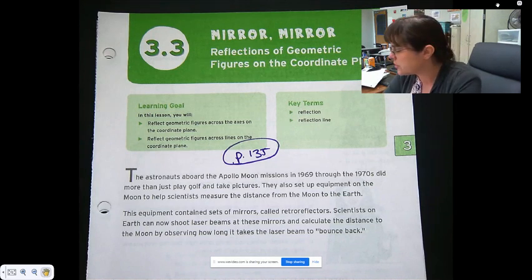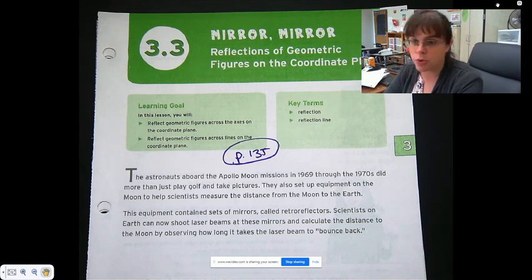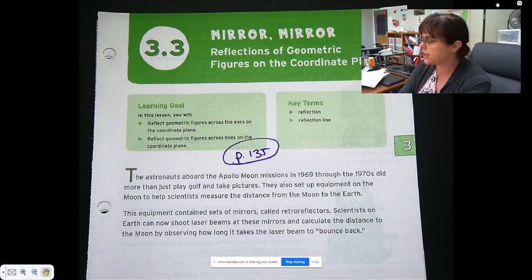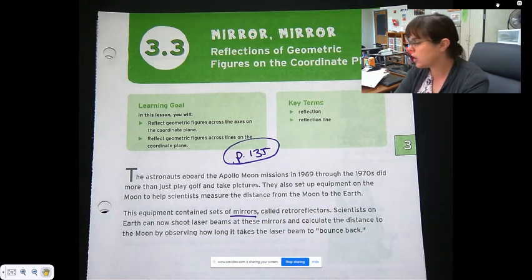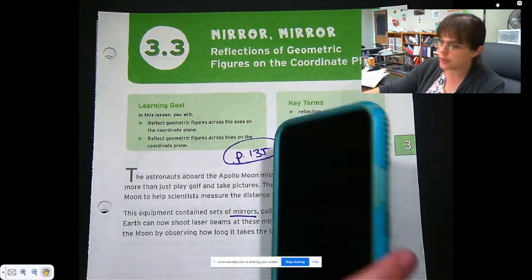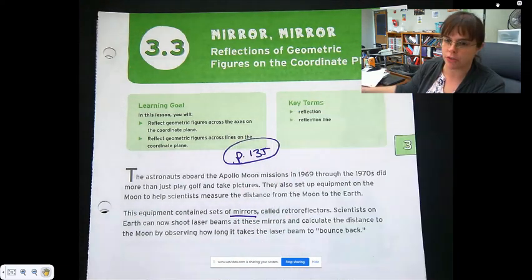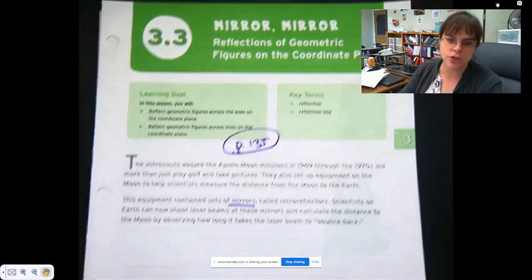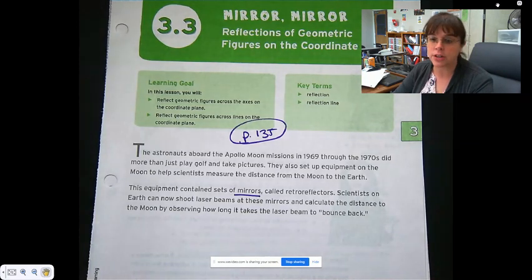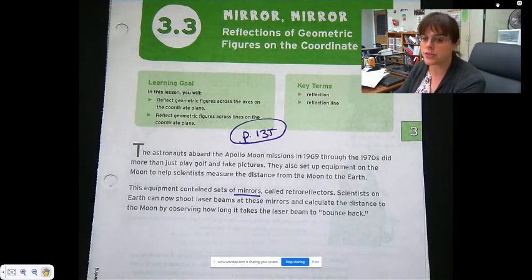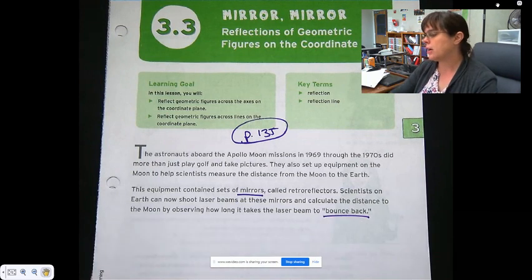It says the astronauts aboard the Apollo moon missions in 1969 through the 1970s did more than just play golf and take pictures. They also set up equipment on the moon to help scientists measure the distance from the moon to the Earth. The equipment contained a set of mirrors called retroreflectors, kind of like the same material that's on your phone that'll help reflect. Scientists on Earth can now shoot laser beams at these mirrors and calculate the distance to the moon by observing how long it takes the laser beam to bounce back.